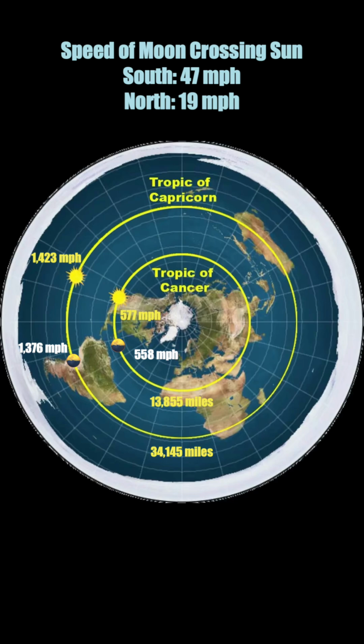Then, due to the fact that the moon moves roughly half a degree per hour eastward of the sun, we can calculate the moon's velocity around the Tropic of Cancer to be 558 miles per hour, and its velocity around the Tropic of Capricorn to be 1,376 miles per hour. With all that information, we can then calculate the speed of the moon crossing the face of the sun in the north and the south. In the south, it would cross at 47 miles per hour, and in the north, it would cross at 19 miles per hour. So you can see here why eclipses progress much faster in the south than they do in the north.